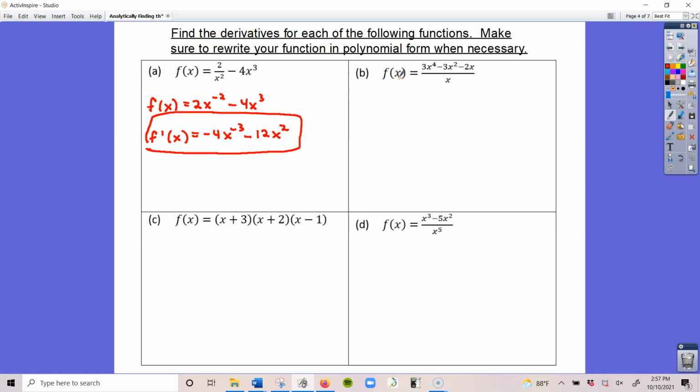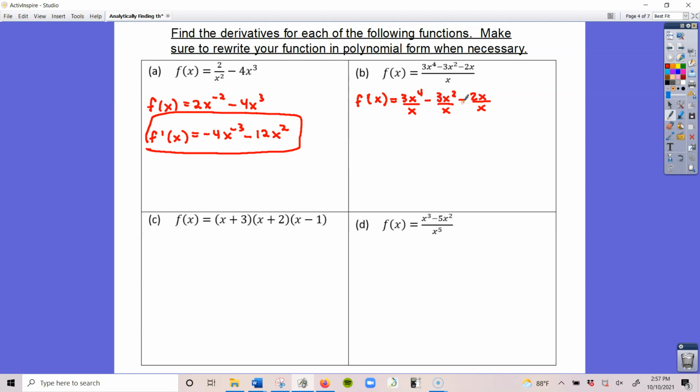For this next one, we have f of x is equal to 3x to the fourth minus 3x squared minus 2x, all over x. Again, in order for me to find this derivative, I need to rewrite this in polynomial type form. So what this means is that every single term in the numerator is divided by x. So 3x to the fourth over x, minus 3x squared over x, minus 2x over x.